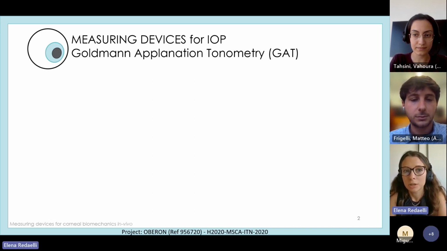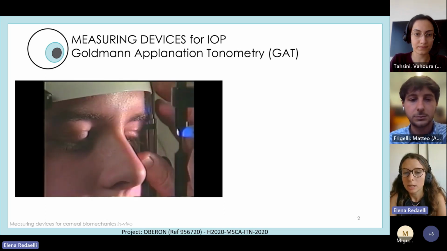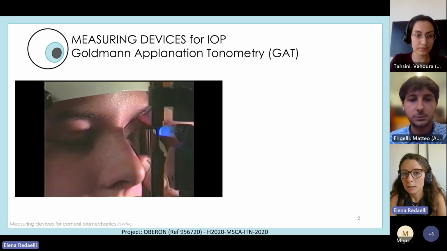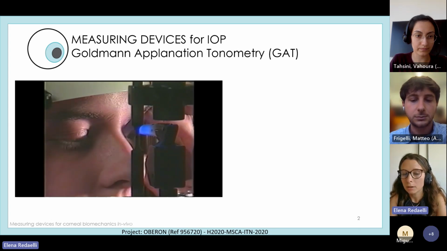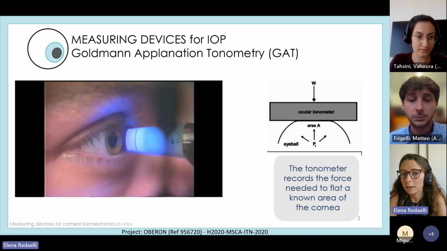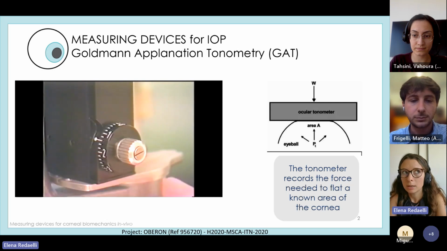The gold standard to measure the intraocular pressure is Goldmann applanation tonometry. And as you can see in the video, this examination involves a probe that is gently pressed on the cornea so that the cornea deforms. And during the applanation phase, the force required to applanate the cornea, to flatten the cornea, is recorded. This force is useful because by using the Imbert-Fick law, the intraocular pressure is estimated.